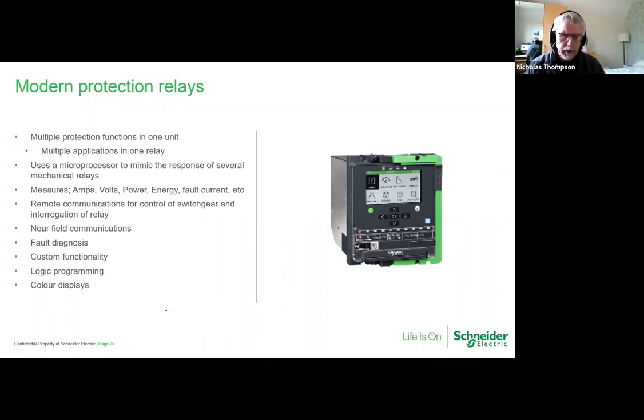Now, with the advent of color LEDs and color displays, that technology is now with us for protection relays, and you can program your LEDs to do whatever you want. Solid color, blinking color, different colors, you name it, you can do it.